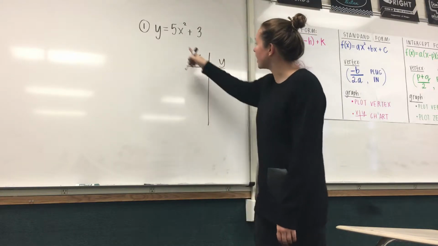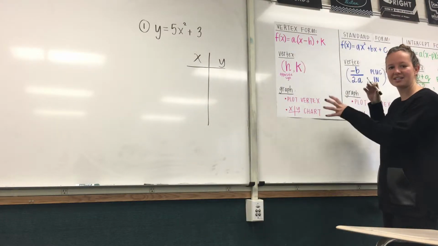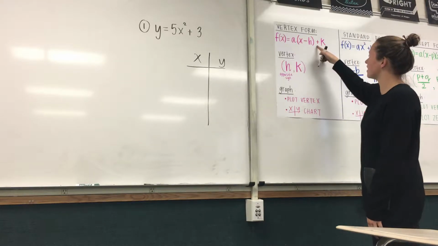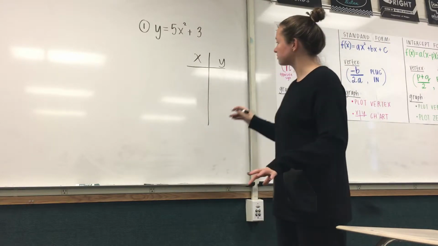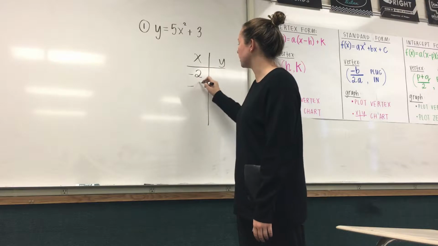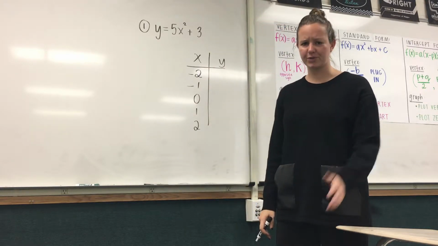You're going to look at this and it doesn't have any parentheses like vertex form, which means it's not moving side to side at all. It's just getting taller, getting skinnier, and then it's moving up. So I'm going to use my normal numbers, I guess. -2, -1, 0, 1, and 2. Those ones will always work.